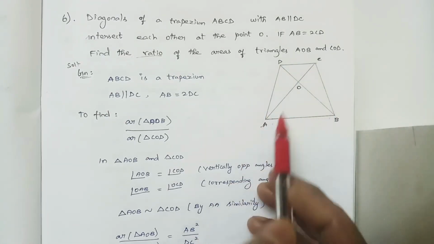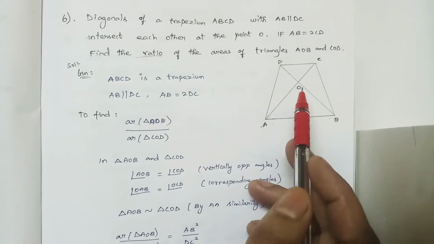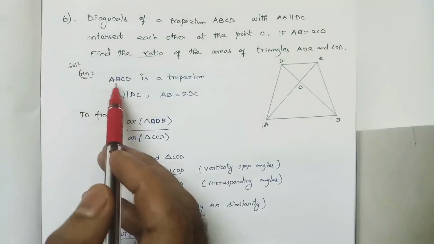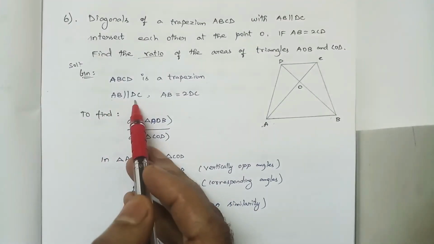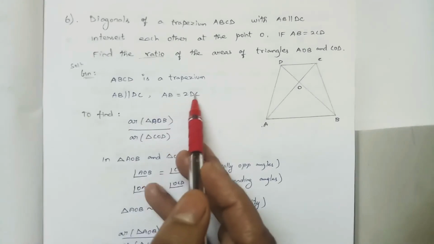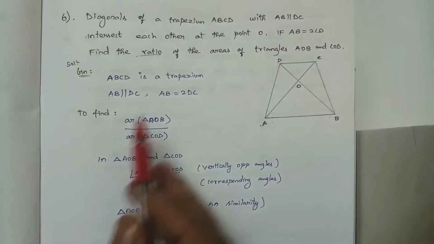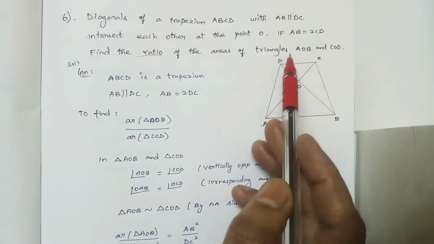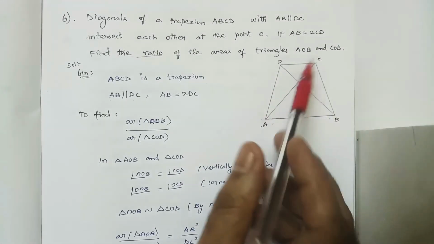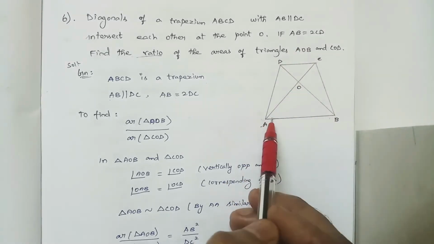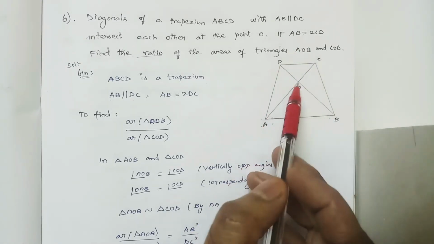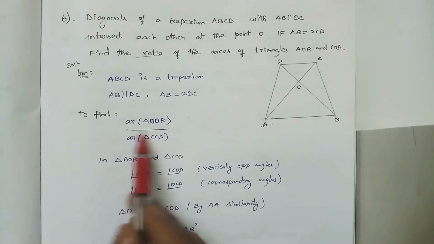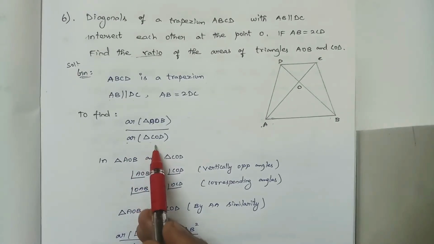When I draw the diagonals, they intersect at the point O. Here, given ABCD is a trapezium, AB is parallel to DC, and AB is equal to 2 times DC. Now what do we want to find? We want to find the ratio of the areas of the two triangles, triangle AOB and triangle COD. So area of triangle AOB divided by area of triangle COD alone we want to find.